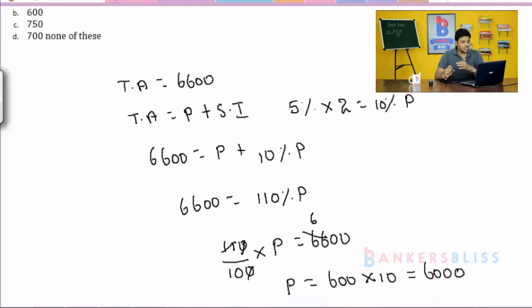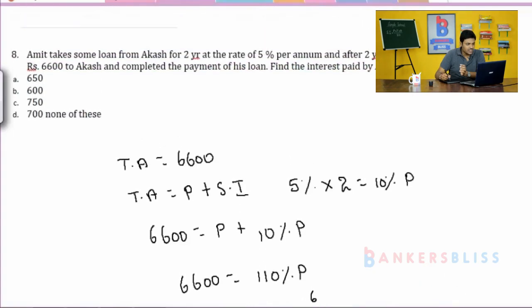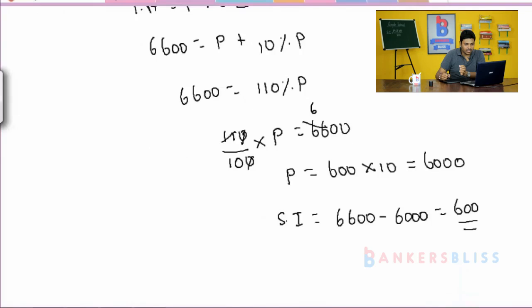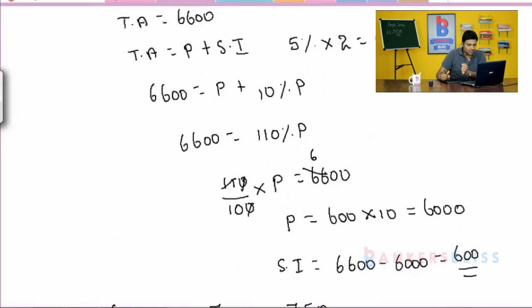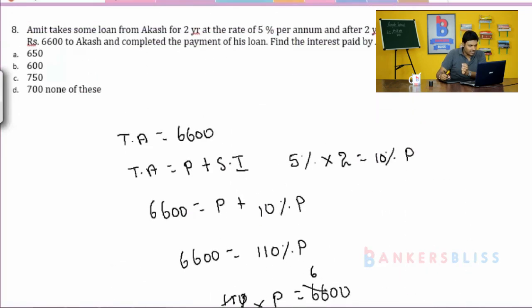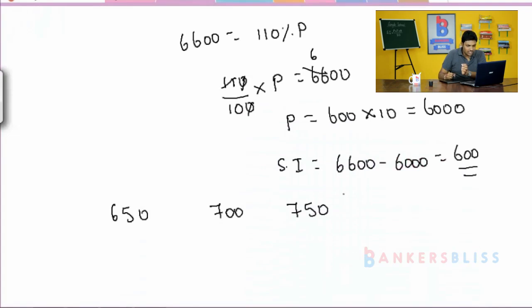So this is the best methodology what we can follow. Otherwise we can come through options. The options are 650, 600, 700 and none of these. The first option is 650, next 700, next 750, wait for a while, 650, 750, 700, 600 is one option there, 600 and none of these.